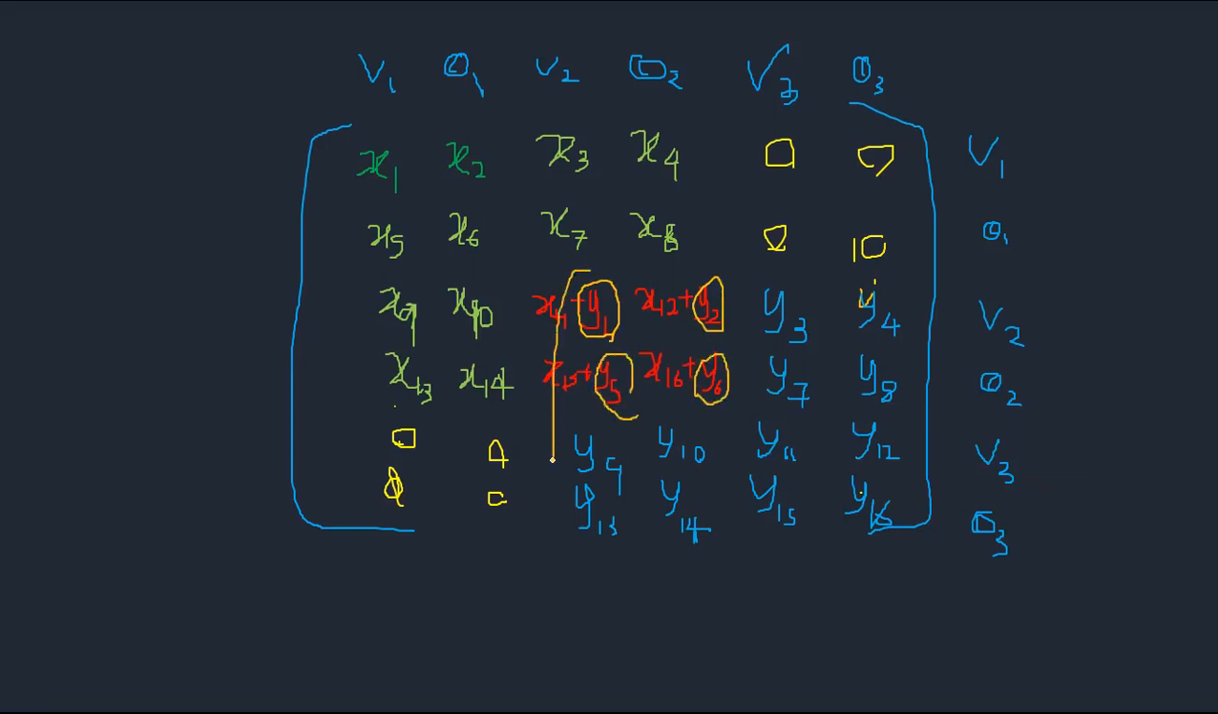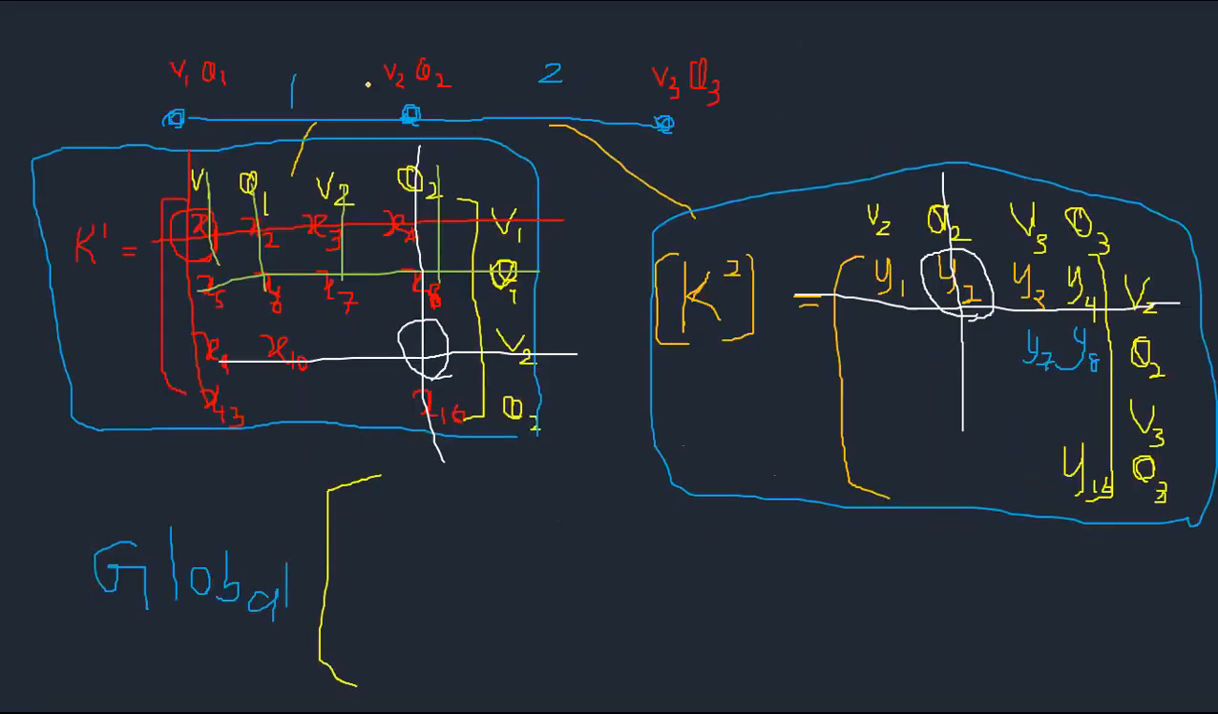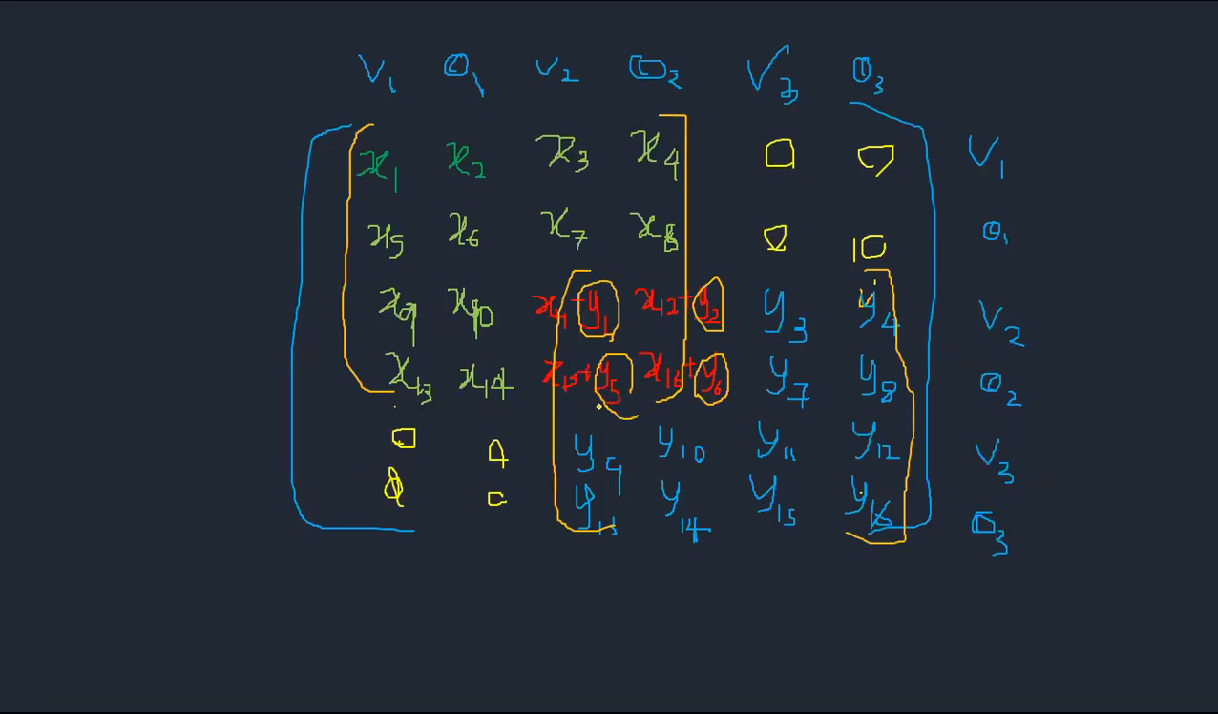You can see this is the element stiffness matrix for element 2 and this is the element stiffness matrix for element 1. You have added, overlapped, at the common location, right? V2 theta 2. So this is your global stiffness matrix, right? Global stiffness matrix. So with that you can define everything, right?